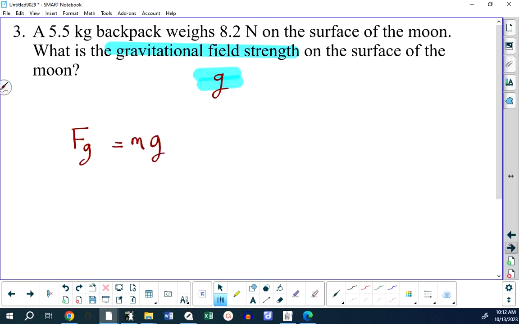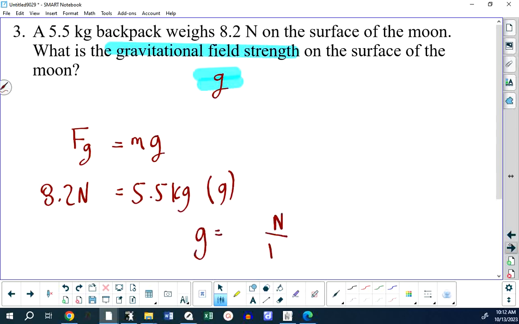We can put in the weight, 8.2 newtons, and the mass, 5.5 kilograms. Notice when you solve for g, you're going to get newtons per kilogram, which is meters per second squared. But the backpack may or may not be accelerating. And by the way, the backpack could be accelerating up because you're moving it up. Its weight will still be whatever this number is, down.